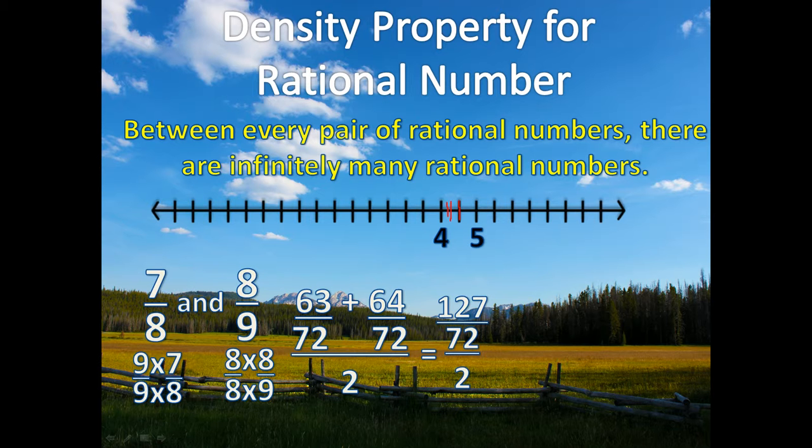So we now have 63/72 plus 64/72 divided by 2, which is 127/72 divided by 2. Now, when we divide by 2, it's the same as multiplying by 1/2. So remember, dividing by 2, or dividing by a fraction, is the same as multiplying by its reciprocal. The reciprocal of 2 is 1/2. So then we can take 127 times 1, we get 127. And then we take 72 times 2, and we get 144. So the number halfway between 7/8 and 8/9 is 127/144.